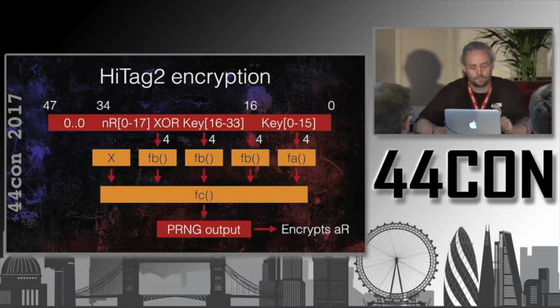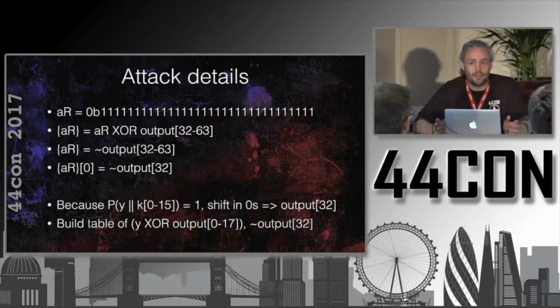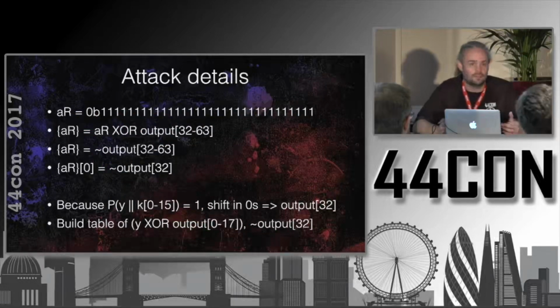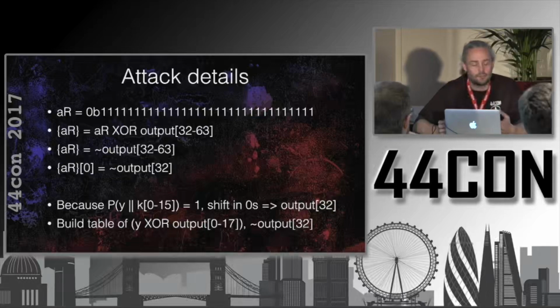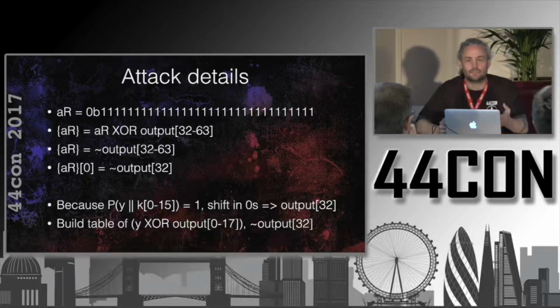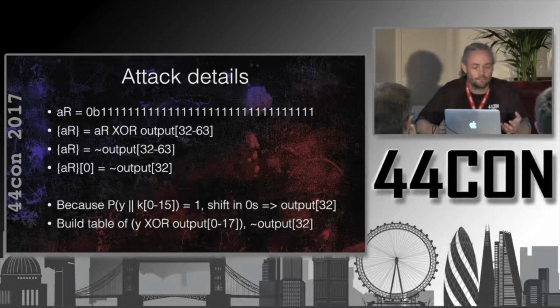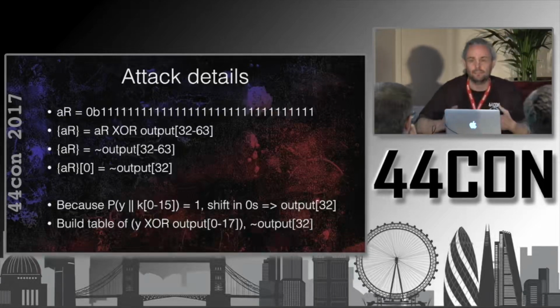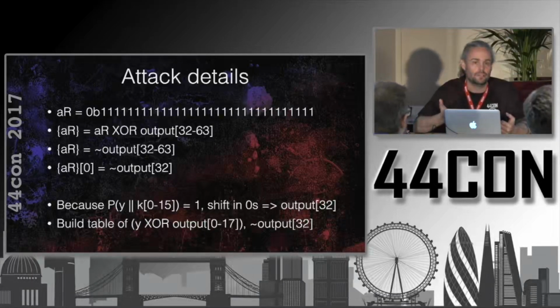It's called AR. Now, AR, the challenge response, is 0xFFFFFFFF, right? It's all ones. And the encrypted challenge response is that XORed with the output of the PRNG. Now, because that is all ones, that's the same as inverting the output of the PRNG. So we therefore know the first bit of the encrypted challenge response value is the inverse of the 32nd bit of output from the PRNG.